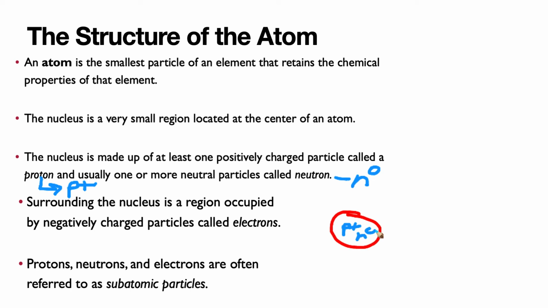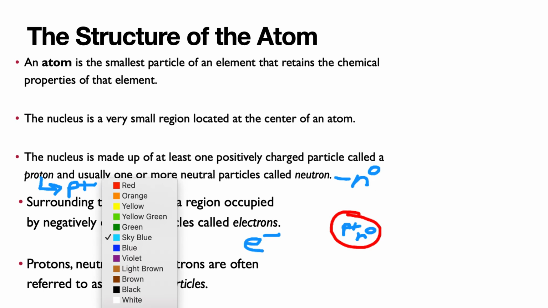and neutrons. So surrounding the nucleus is a region occupied by negatively charged particles called electrons. And you'll see me write electrons like this, E raised to the negative sign, because electrons are negative. And just to clarify, protons, neutrons, and electrons are often referred to as subatomic particles.